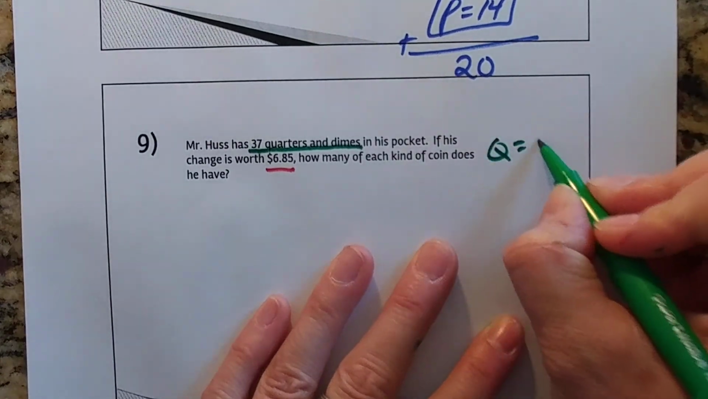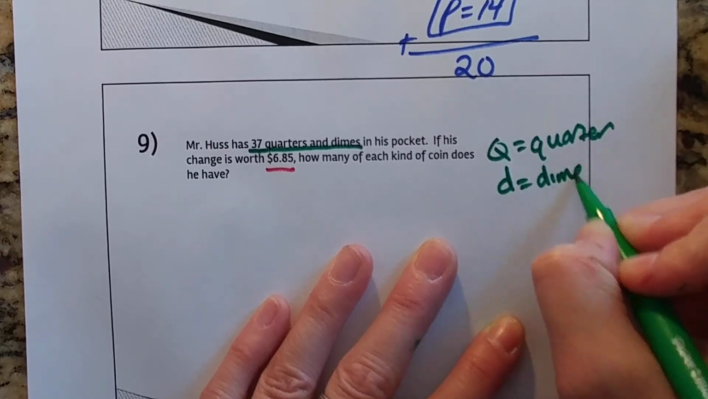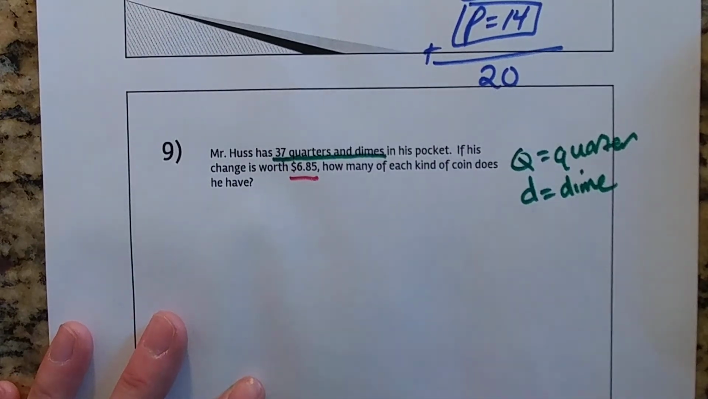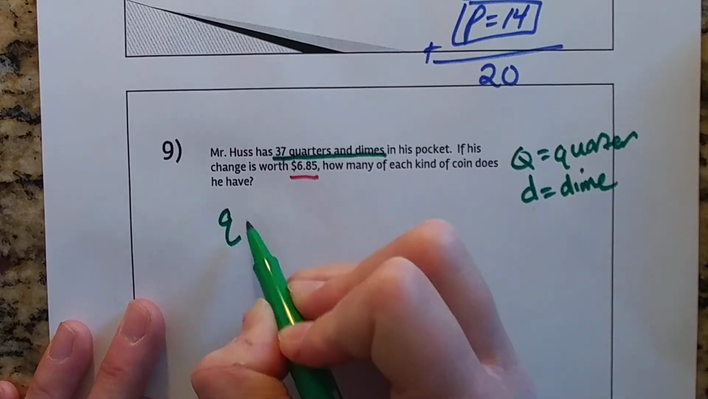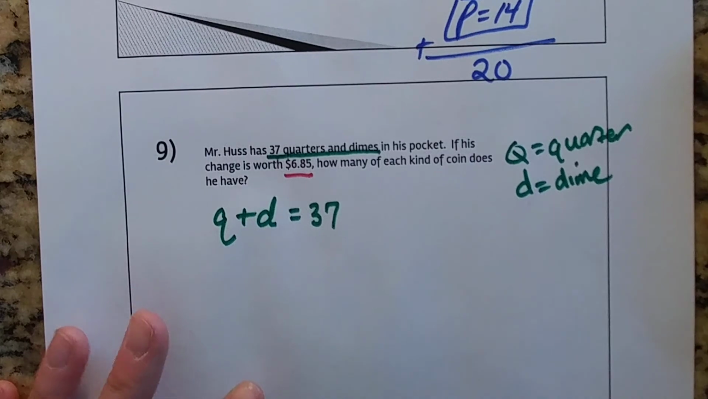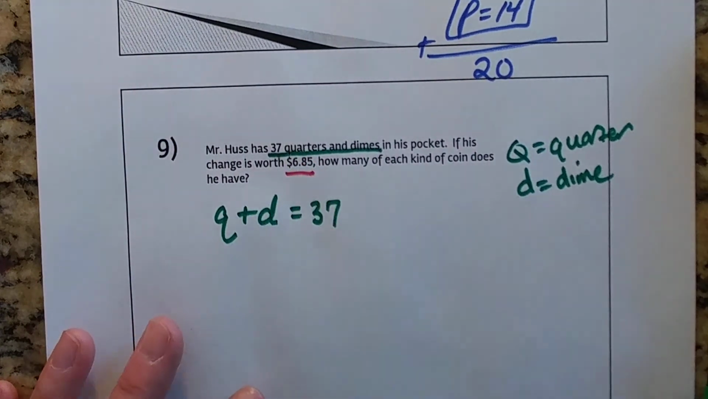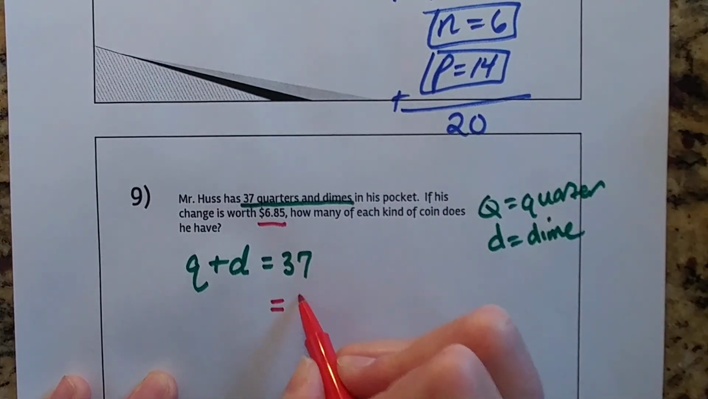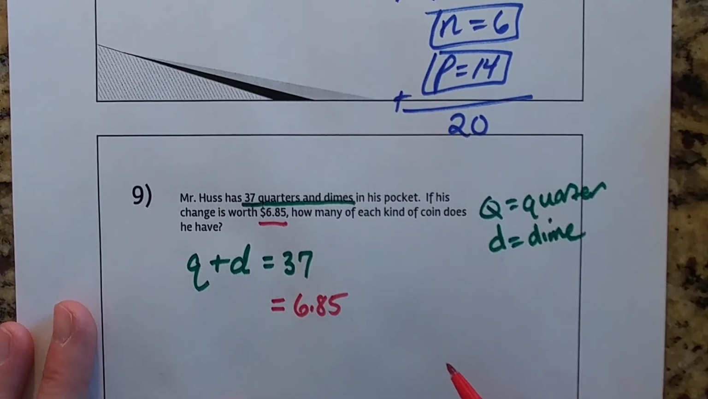Let's use Q for quarter and D for dime. Okay, the fact that he has 37 quarters and dimes, we could set up that equation. If I take the number of quarters plus the number of dimes, it equals 37 in his pocket. A lot of change. Now the second equation, we know that the change is worth $6.85. So we know that the total it's worth is this. But that's all the information they give us.